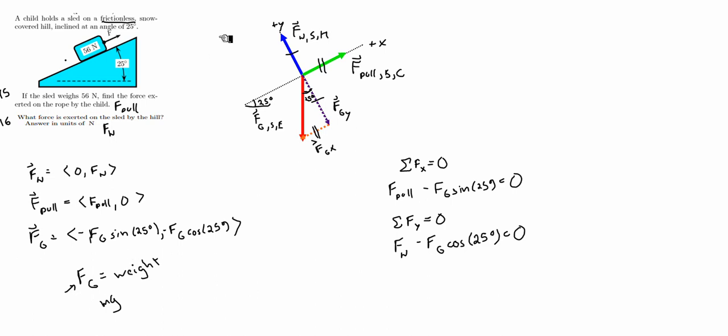Anyway, so this is our initial setup, and then you can see over on the right side there, I've made my two equations from this initial setup. This is from summing the x components, and this is from summing the y components. Just make sure that you have these negative signs here. That's pretty easy to forget.